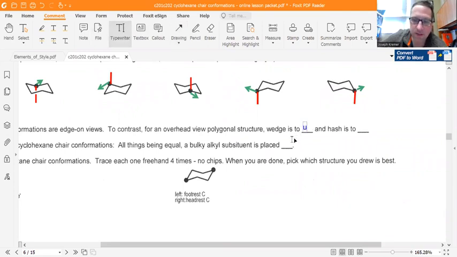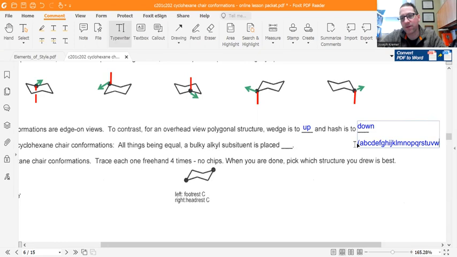On future worksheets, we're going to be reconciling the wedge hash nature of a polygonal structure with the chair conformation. So wedges to up, hashes to down. I always think that, look how close U and W are in the alphabet. So up is to wedge.